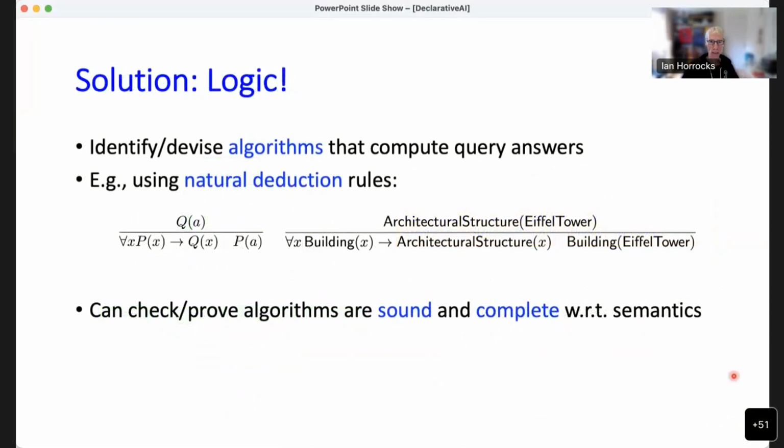Okay. And finally, another nice thing about this correspondence with logic is that we already have a lot of experience of how to devise algorithms for reasoning in logic, which we can use to implement systems and do query answering and so on. If we want, we can check or prove that the algorithms that we're using are even correct, in the sense that they're sound and complete for the semantics of the language. So it's all looking good.